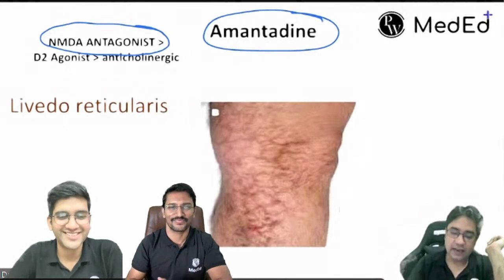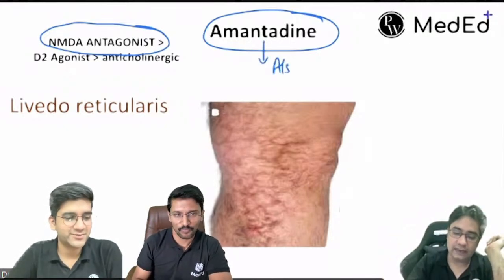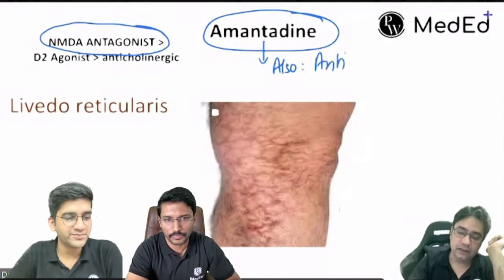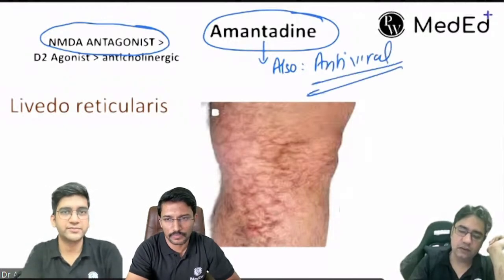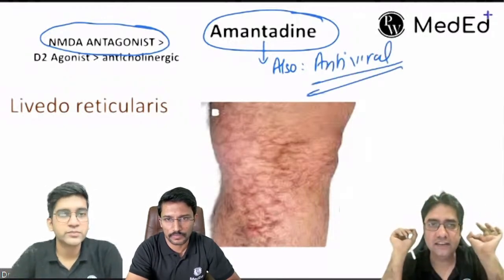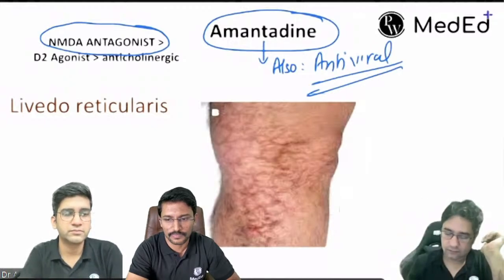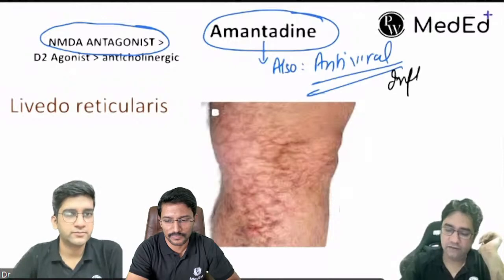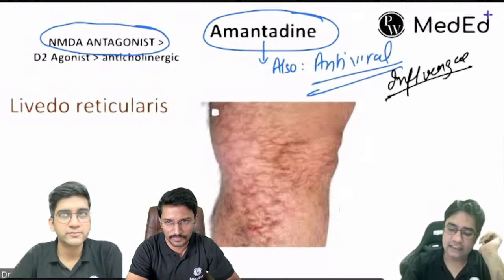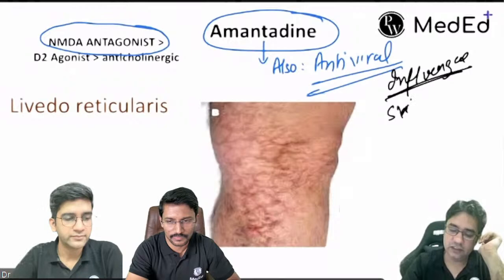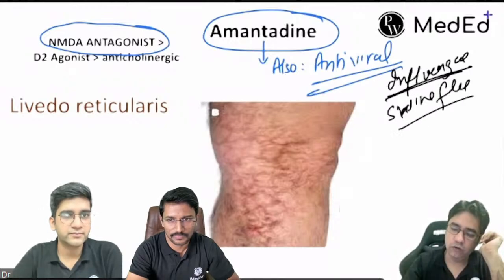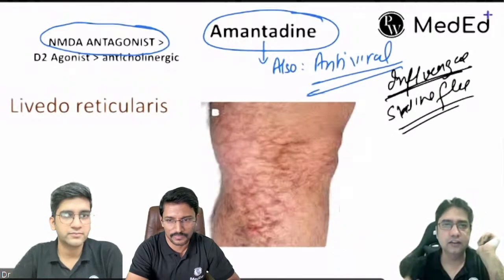Next point, amantadine is also an antiviral drug. Can any student tell me against which virus amantadine was developed? Yes, it's influenza virus, and it is one of the drugs which can be given in swine flu, but now we have new drugs for swine flu as well. It is not the drug of choice.